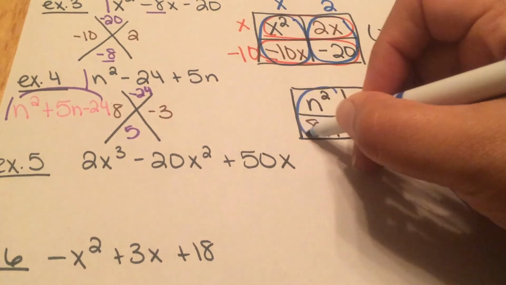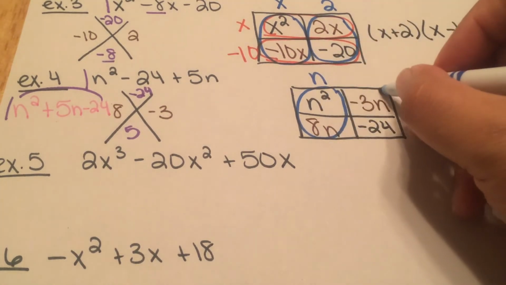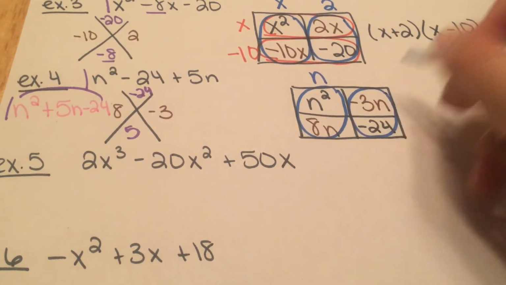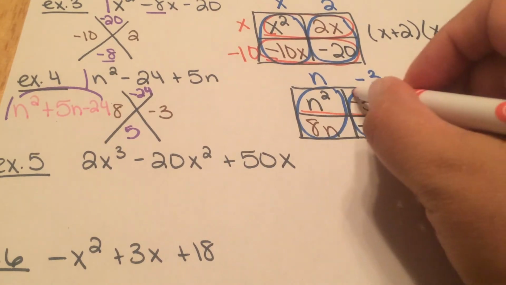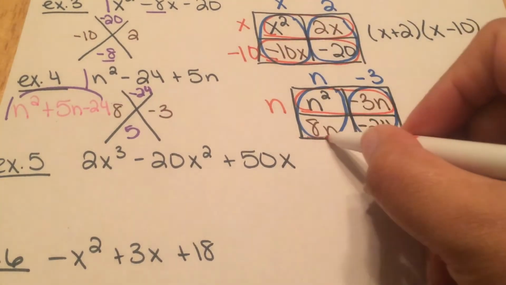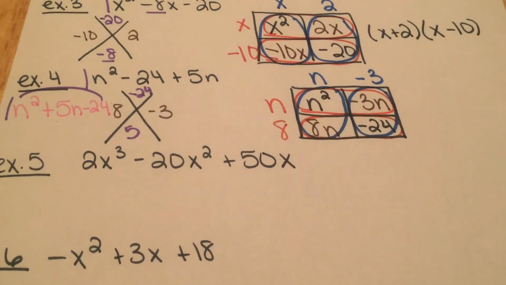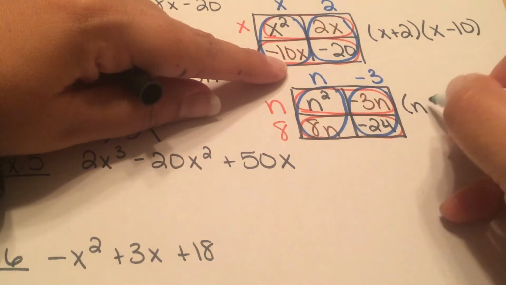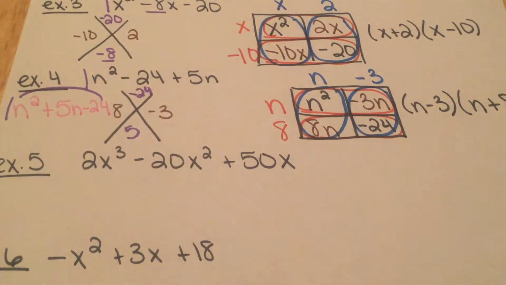So the first thing we want to do, what do n squared and 8n have in common? And what do negative 3n and negative 24 have in common? Negative 3. What do n squared and negative 3n have in common? N. And what do 8 and negative 24 have in common? 8. So now that we found the GCFs for all of those, we have our final factored form. N minus 3 times n plus 8.